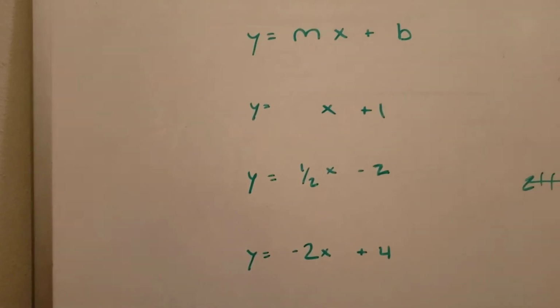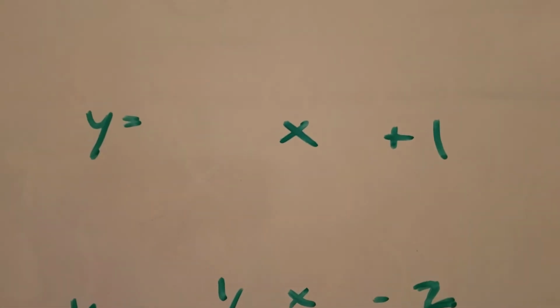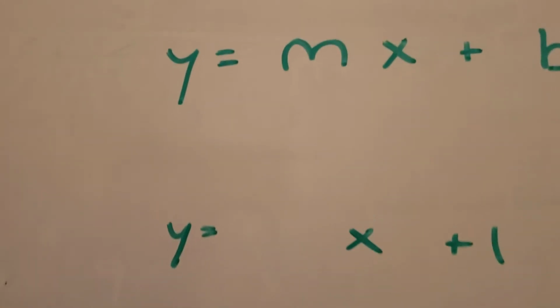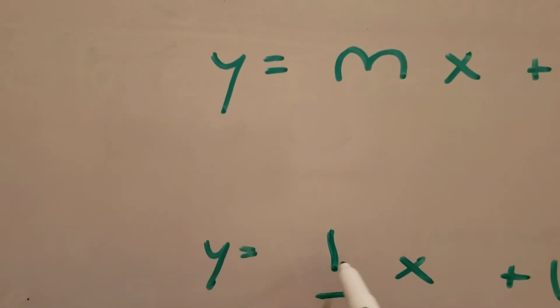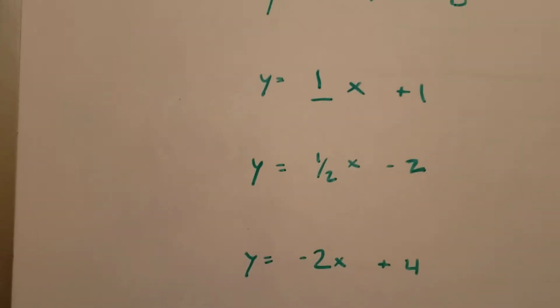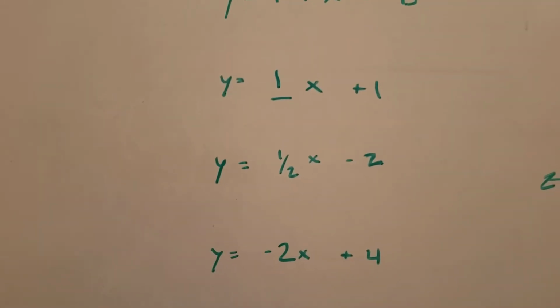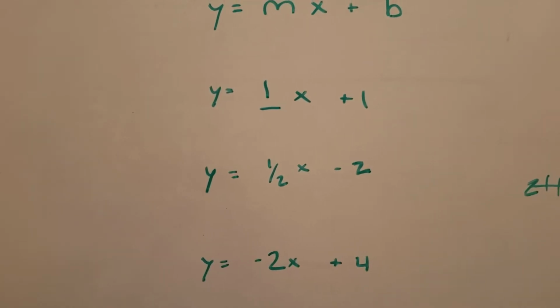Now the first one here, we've got y equals x plus 1. You might wonder what the slope is for that one. Well, when there's nothing in front of the x, that makes the slope 1 over 1. So you'd go up 1 over 1. If you had a negative sign in front, so it was just negative x plus 1, it would be negative 1 over 1. So that's how you find the slope in that situation.